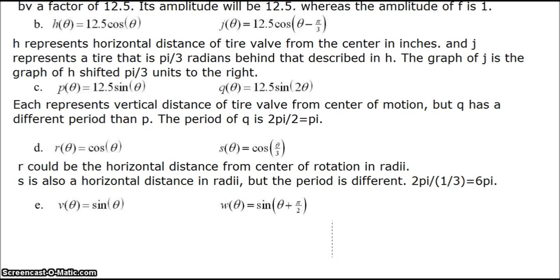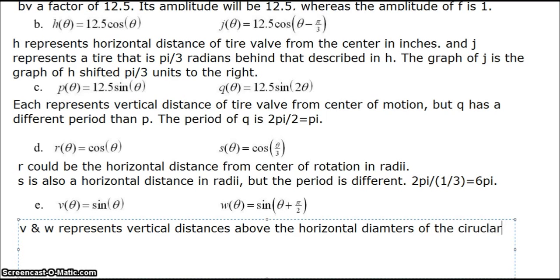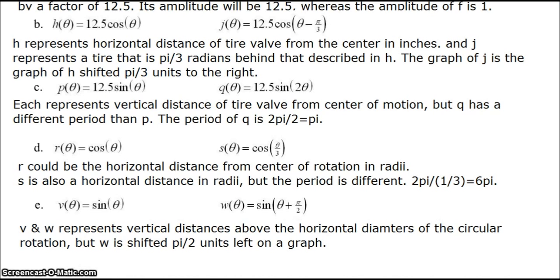And then lastly, V is vertical. Really both V and W represent vertical distances above the horizontal diameters of the circle's circular rotation. But W is shifted pi over 2 units left on the graph. Cool.